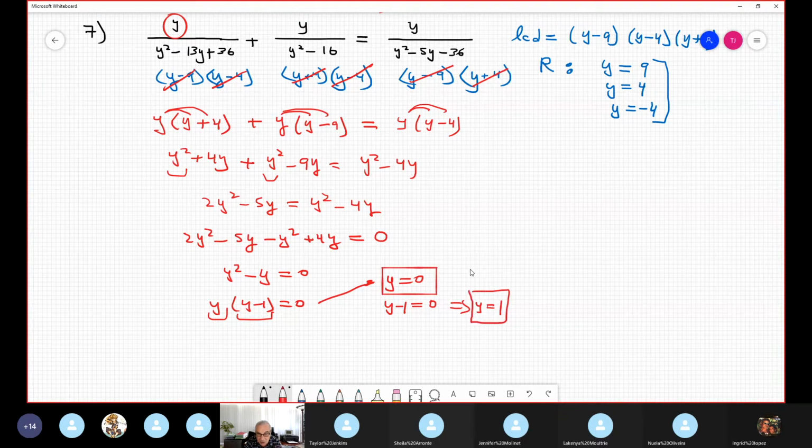So the solutions are 0 and 1, and there is no coincidence with the restriction. No coincidence. The solution is 0 and 1, like option C.